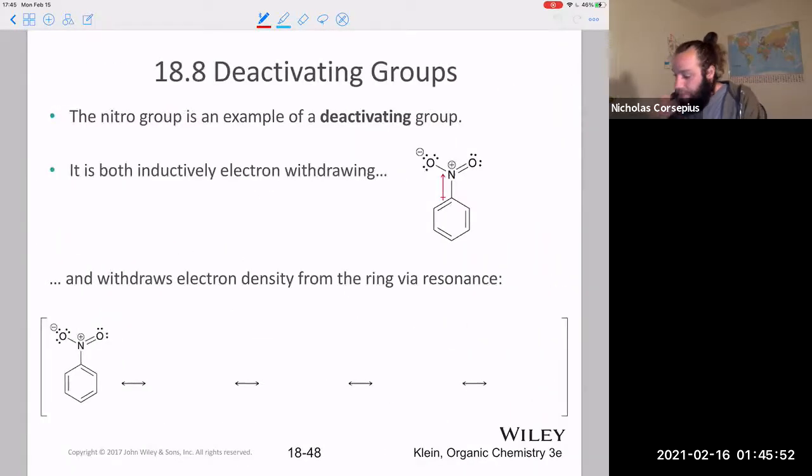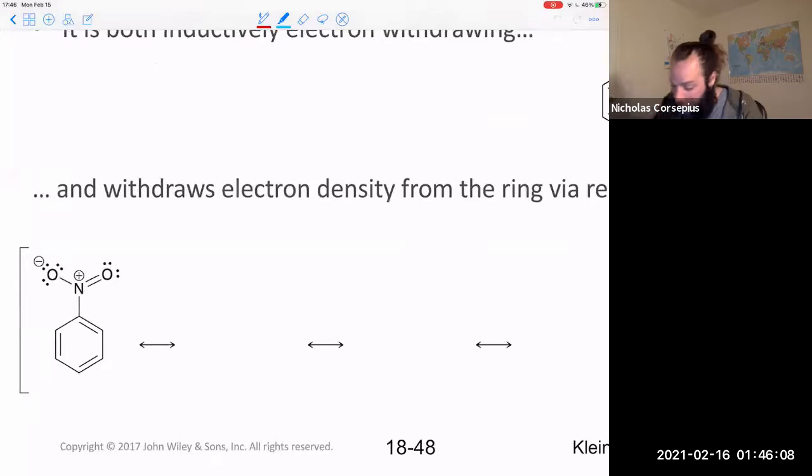Okay. The nitro group, we had mentioned this before in passing, but now we're going to show exactly what that means. The nitro group is a deactivating group, meaning that it is going to withdraw electrons from the ring. Okay, so let's just show how that can be done, right? Notice the partial positive charge on the nitrogen, meaning that it's ready to accept a pair of electrons. Of course, we have to make sure nitrogen doesn't have more than 4 bonds, so that pair of electrons comes up there.